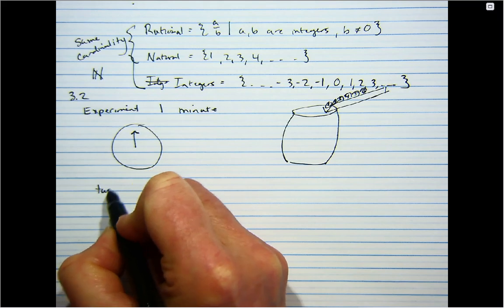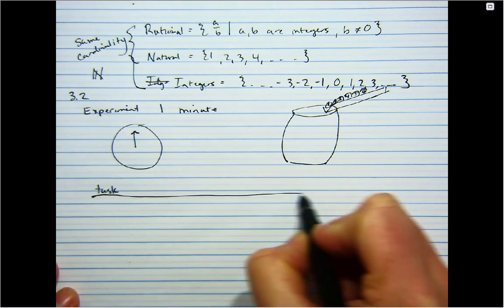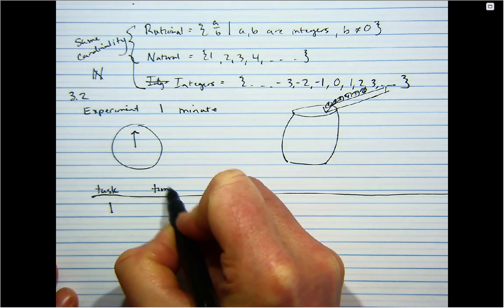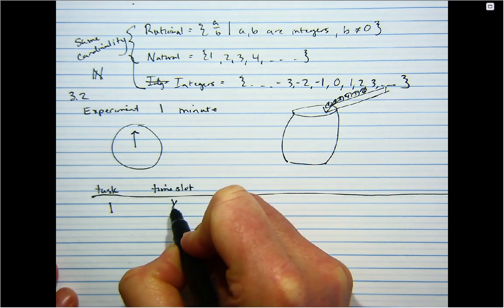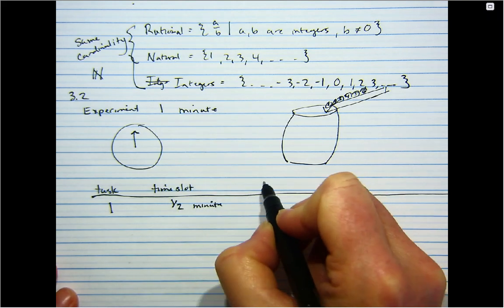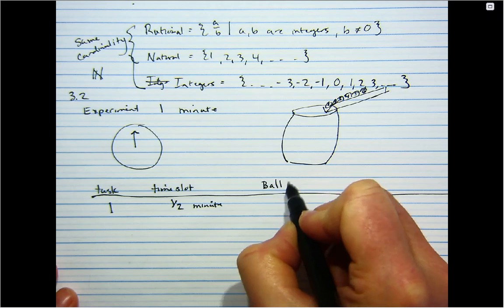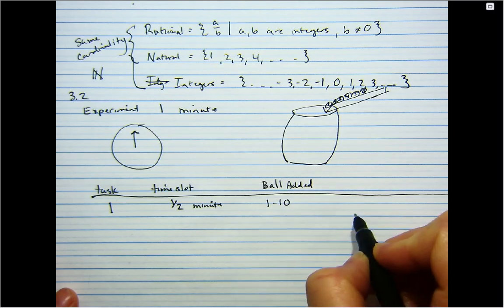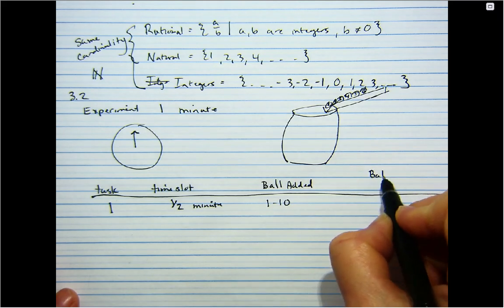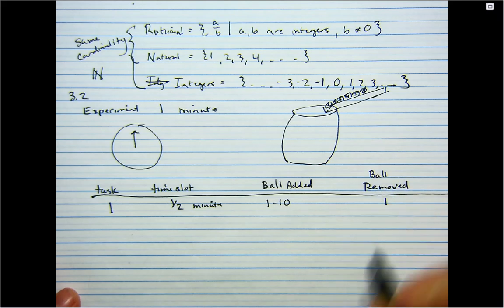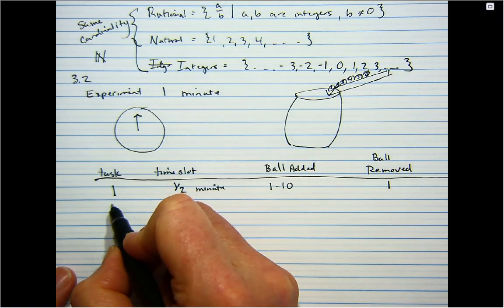We have a task. The first task takes half the time we have, 1/2 of a minute. And in that first task, balls are added to the barrel. In fact, the balls numbered 1 through 10 are added to the barrel. And then, during that half minute, a ball is removed, the ball labeled number 1. So that's the first task.